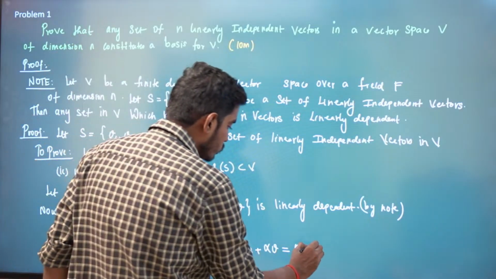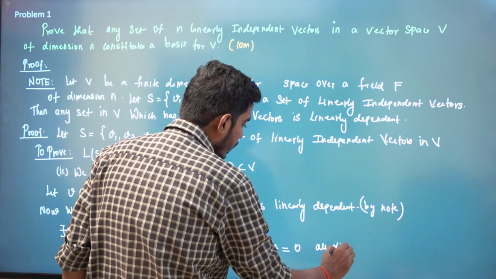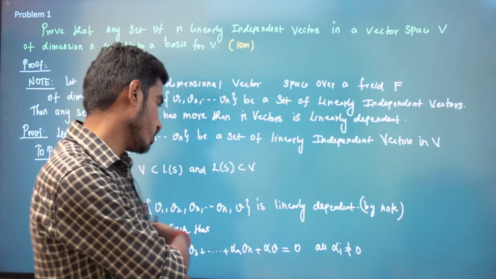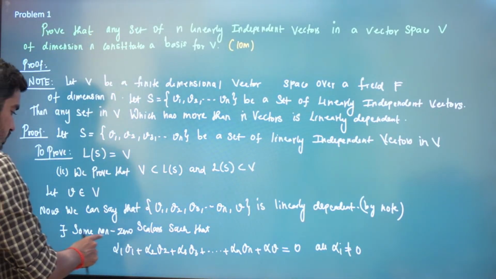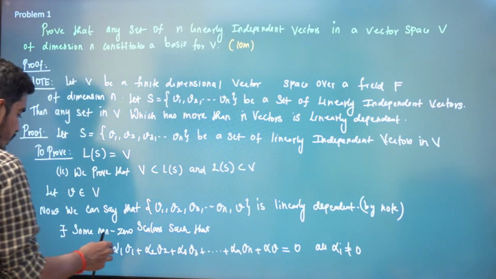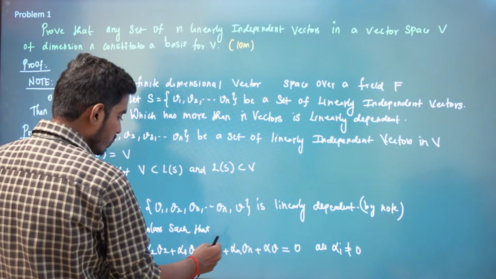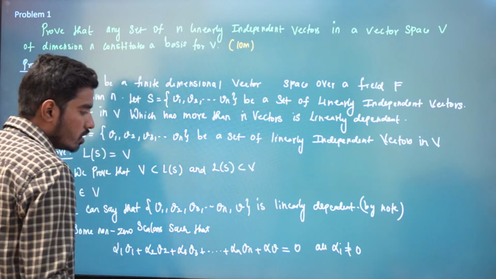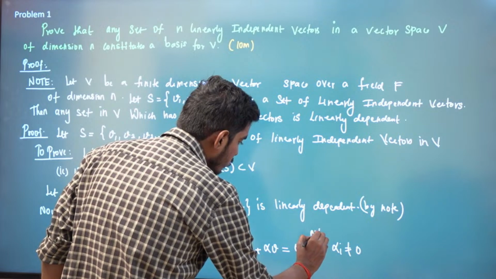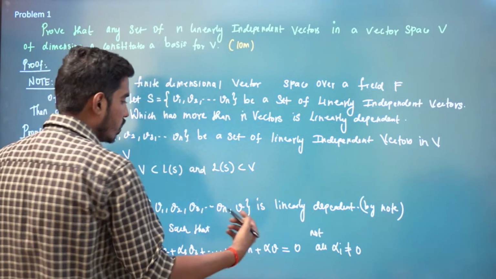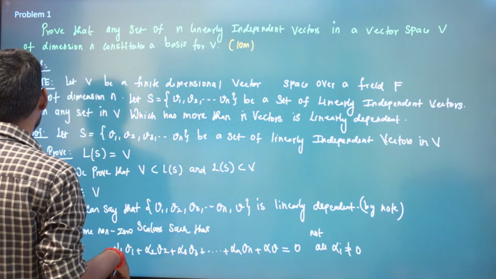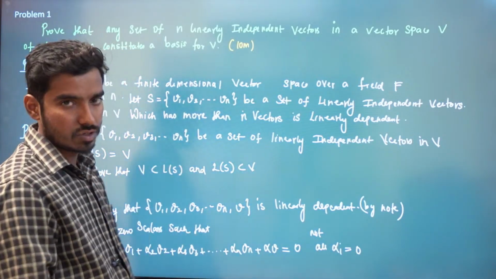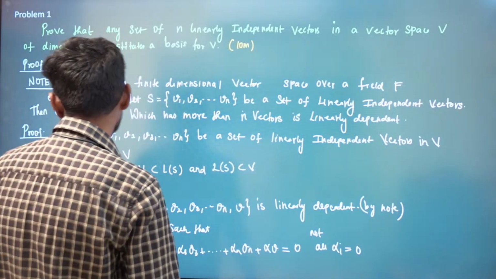That is, not all alpha i are equal to 0. This is the definition of linearly dependent vectors, right? So there exist some non-zero scalars such that alpha 1 v1, alpha 2 v2, alpha 3 v3 and so on up to alpha v is equal to 0. Not all alpha i are equal to 0.